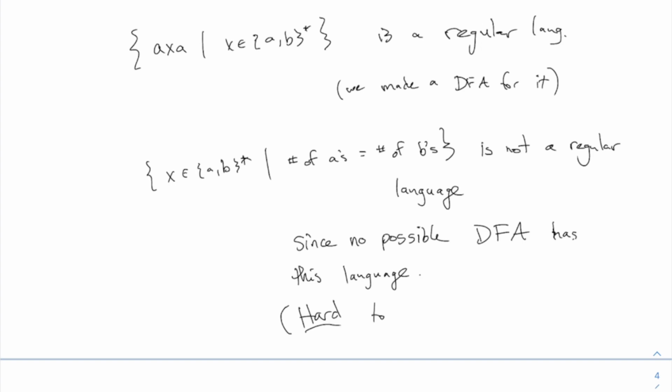Can I just say this is hard to prove? To prove that a language is regular is easy. All you got to do is show me what the DFA is. But to prove that it's not regular, you have to somehow convince me that no possible DFA can make that language. And that's much more difficult from an abstract point of view. We are eventually going to talk about how you can prove that kind of a thing, but it's not easy to do. All right.